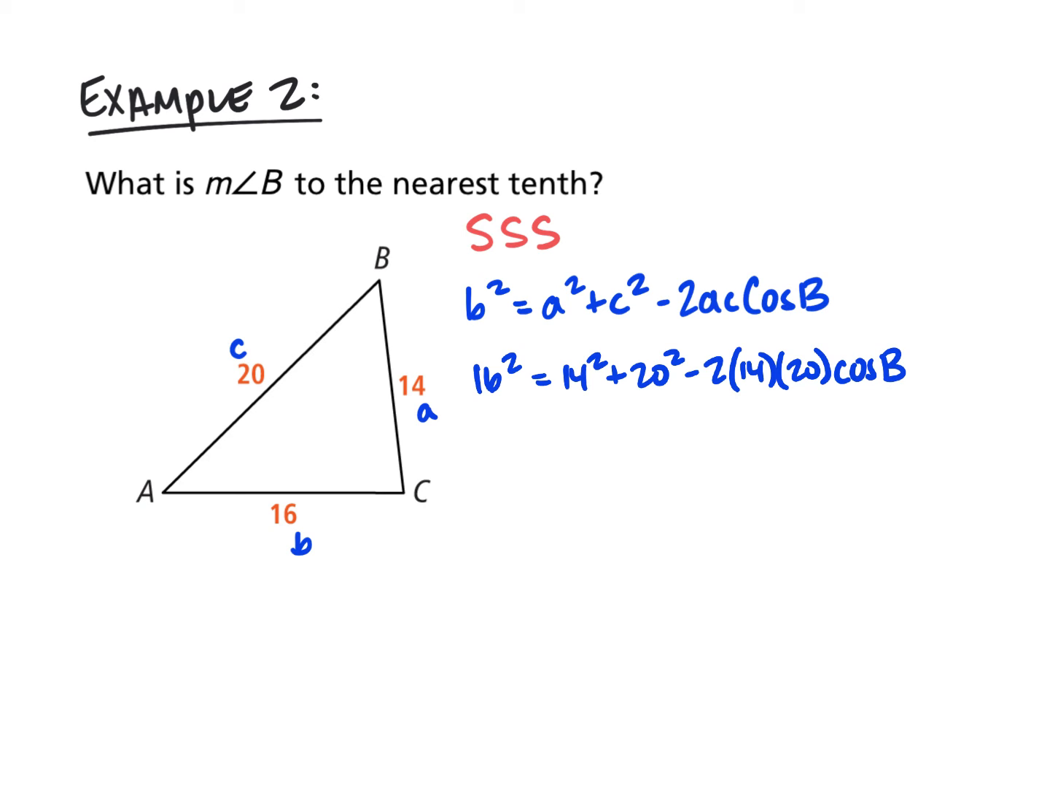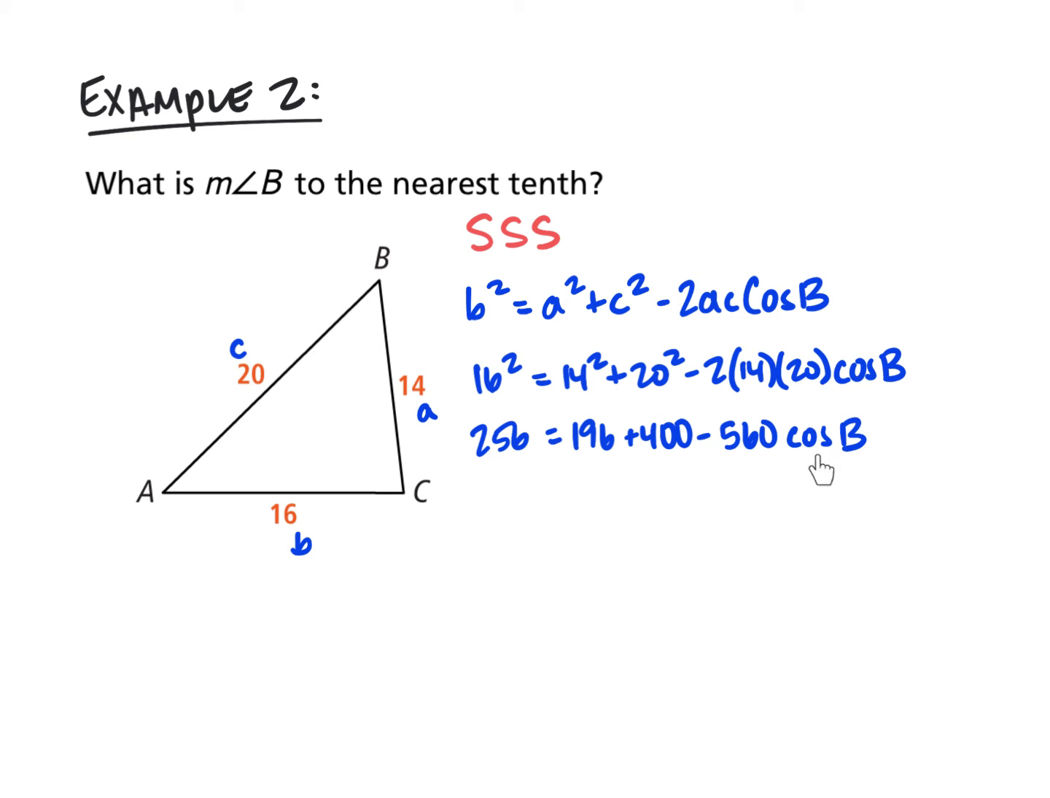of B. And so now the next thing I want to do is just clean up what I have here. So I'll do this more or less step by step. I'm going to have 256 for 16 squared equals 196 plus 400 minus 560 times the cosine of b. And so now my focus shifts to trying to isolate this.